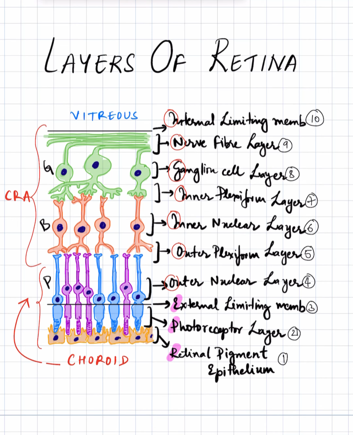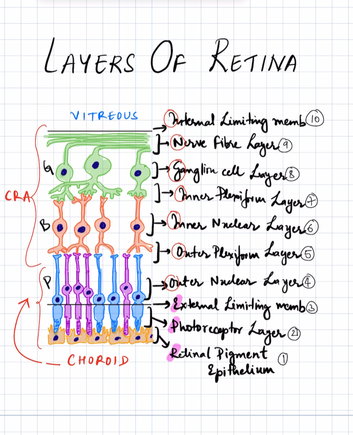In this video, we will be discussing the different layers of the retina, starting out with the important cells present in these layers and their functions. So starting from outside to inside, that is from the choroidal side towards the vitreous, we have the retinal pigment epithelium, which is also the outermost layer of the retina.